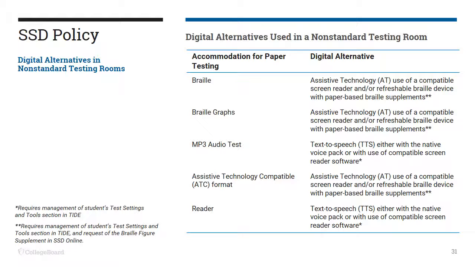Digital alternatives for non-standard testing rooms include, for Braille, the digital alternative is the assistive technology with Braille figure supplement. For Braille graphs, the digital alternative is the assistive technology with Braille figure supplements. For MP3, the digital alternative is TTS. For the ATC format, the digital alternative is the assistive technology with Braille figure supplements. Please note that these digital accommodations require management of student test settings and tools in Tide.